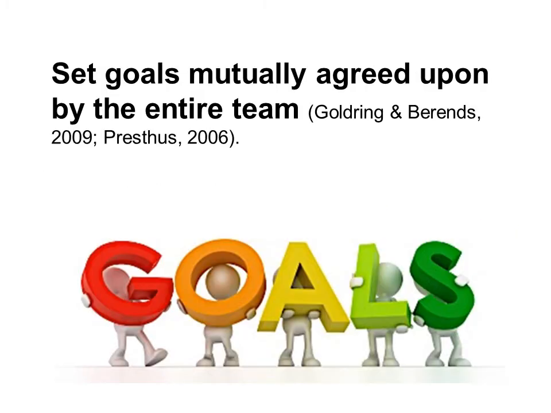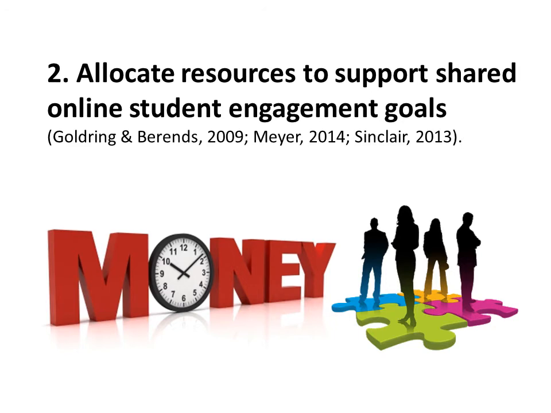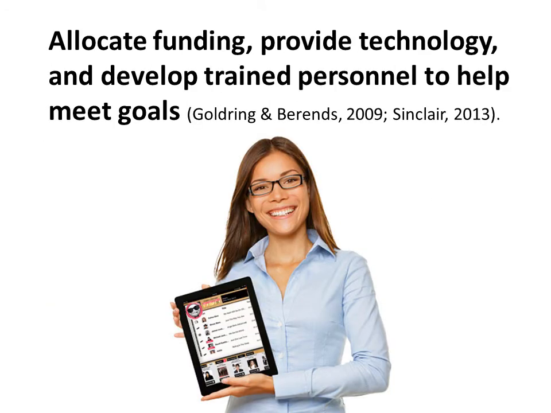Set goals mutually agreed upon by the entire team so everyone collectively works toward the same online student engagement goals. Set measurable online student engagement goals. Measurable goals are more easily evaluated. Allocate resources to support shared online student engagement goals. Allocate funding, provide technology, and develop trained personnel to help meet online student engagement goals.